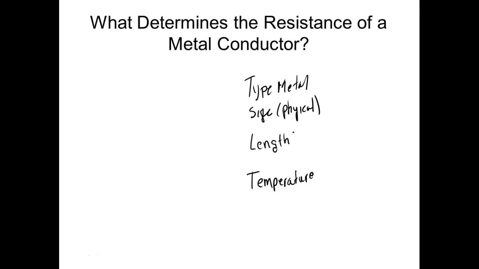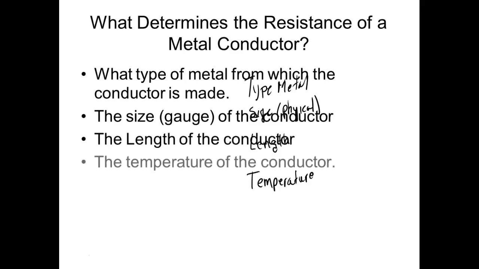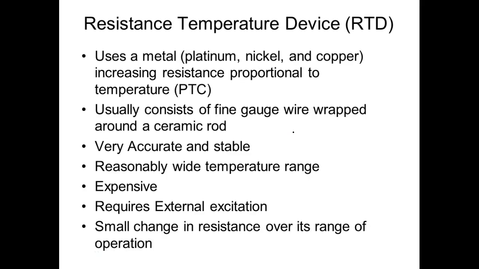So these guys right here: what type of metal the conductor is made from, the size or gauge of the conductor, the length of the conductor, and of course the temperature of the conductor, and we're talking about temperature. So these guys are called what? RTDs, and what does RTD stand for? Uses a metal, either platinum or nickel or copper, increases its resistance proportional to the what? Temperature. When I say proportional, what does that mean? That means it varies in a straight line.